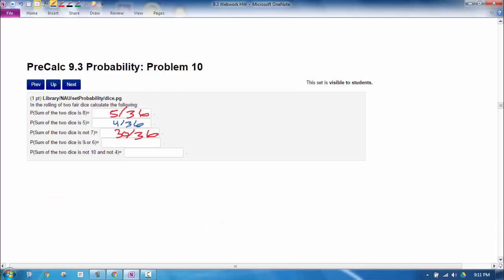Okay, next, the sum of two dice is 9 or 6. Those are mutually exclusive events, so we can just add them up. So the probability of getting a 9 or a 6 is going to be equal to the probability of getting a 9 plus the probability of getting a 6. So let's find each of those individually.